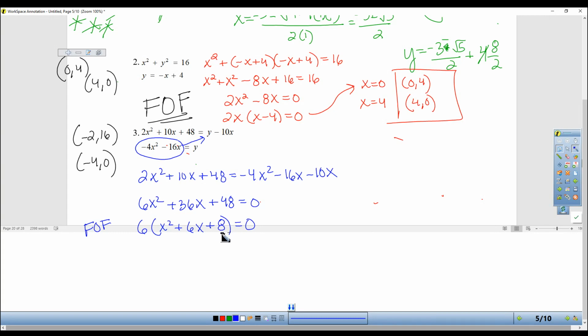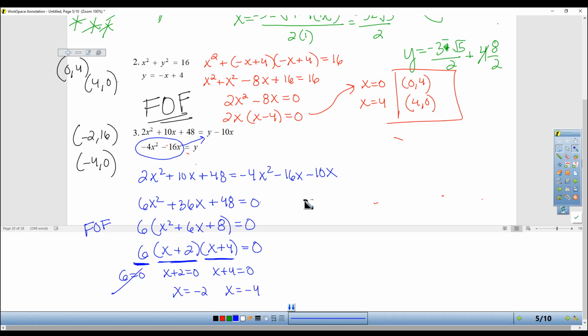Now my choices are just 1 and 8 or 2 and 4. And hopefully you can see pretty quickly that 2 and 4 are going to work out perfectly for making an inner of 6. Remember that this is not the factor that's making it equal to 0. So either 6 is equal to 0, or x plus 2 is equal to 0, or x plus 4 is equal to 0. So 0 is not one of the answers. Either x is equal to -2, or x is equal to -4. Neither one of these are pleasant to plug in.